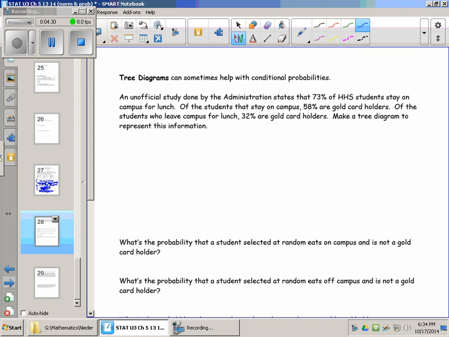Okay, just kind of hitting a bunch of different things here on this video. A tree diagram is a nice way to display probabilities when you have conditional probabilities. It shows the condition and then the probability of the event that follows the first event.